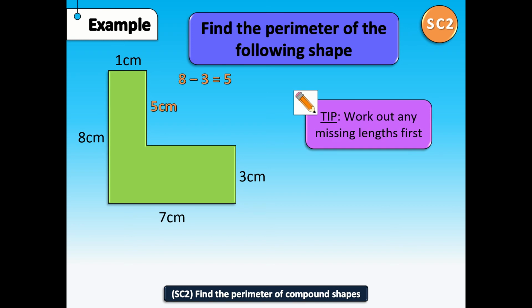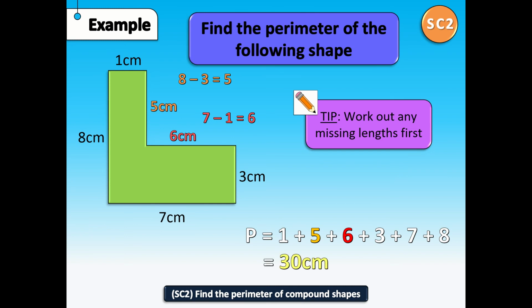So this side would be 5 centimeters, and this side would be 6 centimeters. Now we've got all the side lengths, we can add them all together. So the perimeter is 30 centimeters.